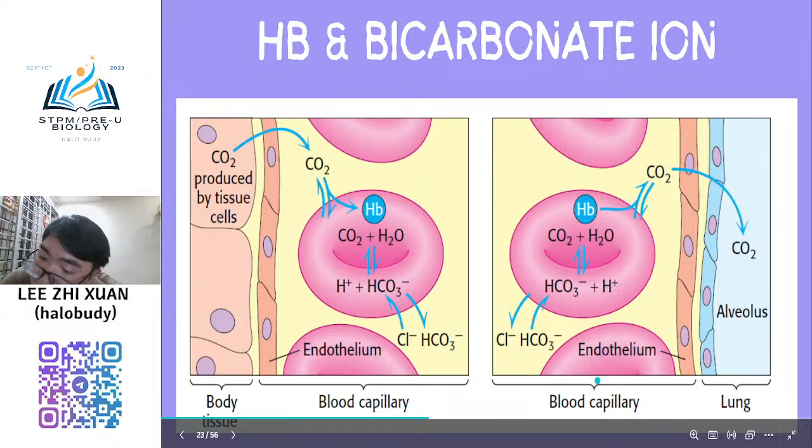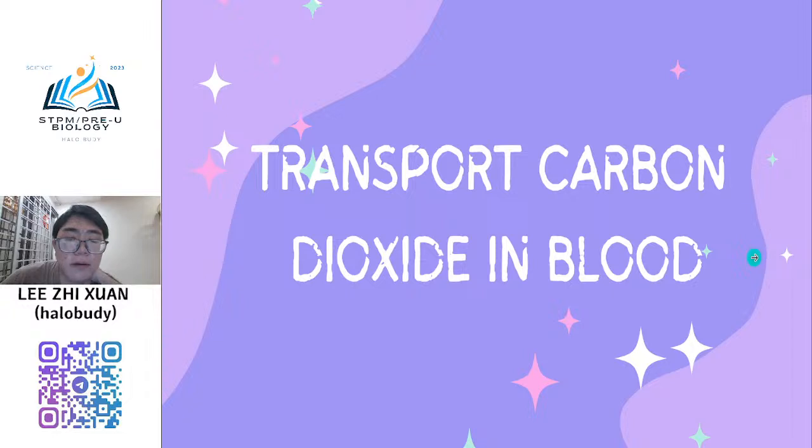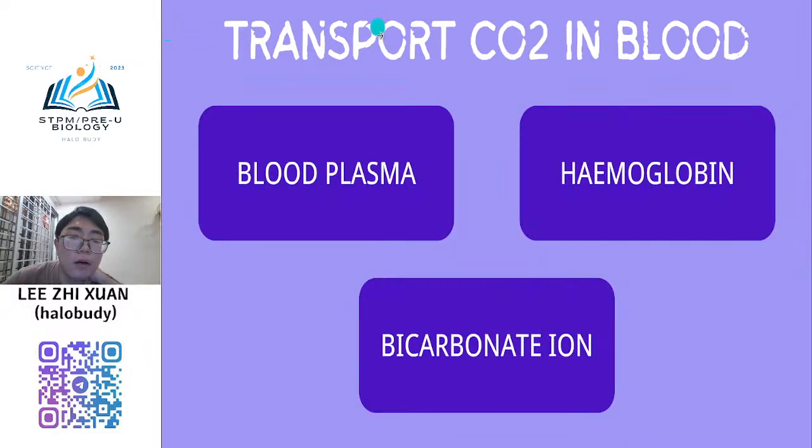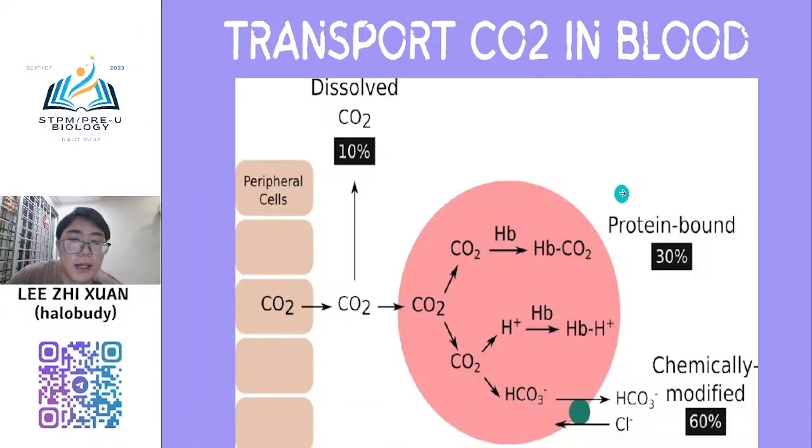Let me repeat the carbon dioxide part. Maybe some of you missed it. The carbon dioxide part, I already explained, is more complicated compared to oxygen. We have three pathways: blood plasma, hemoglobin, and bicarbonate ion. You see this diagram, which shows the overall process.